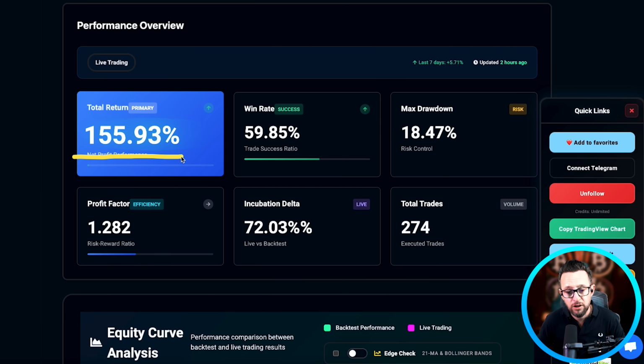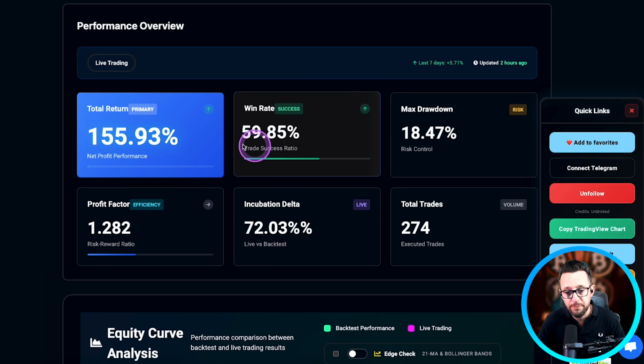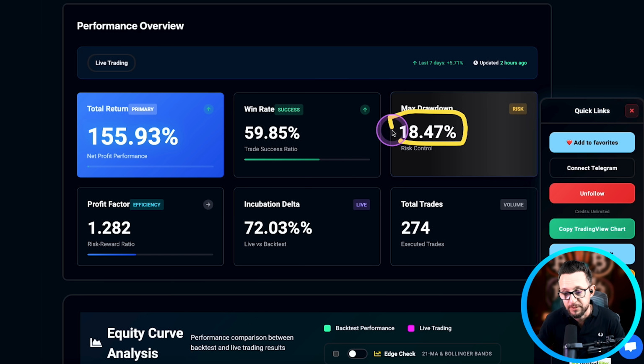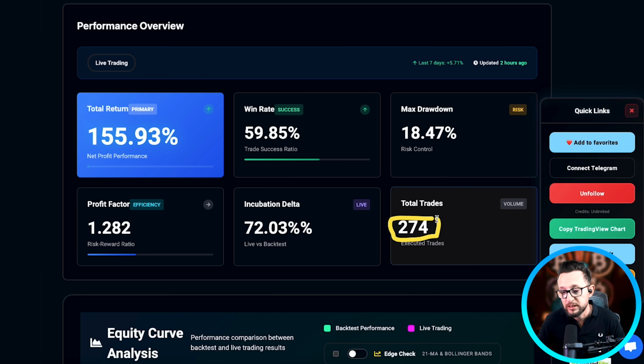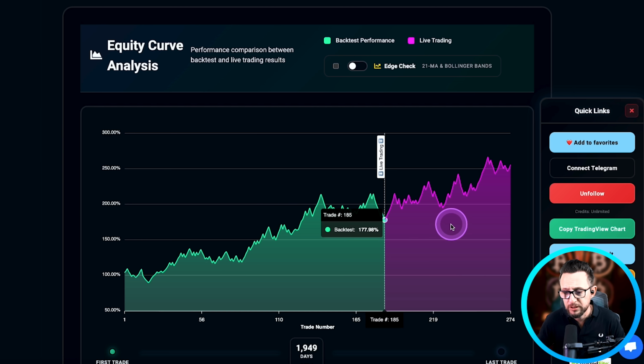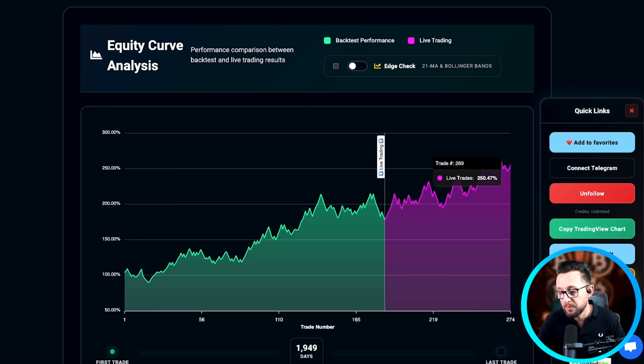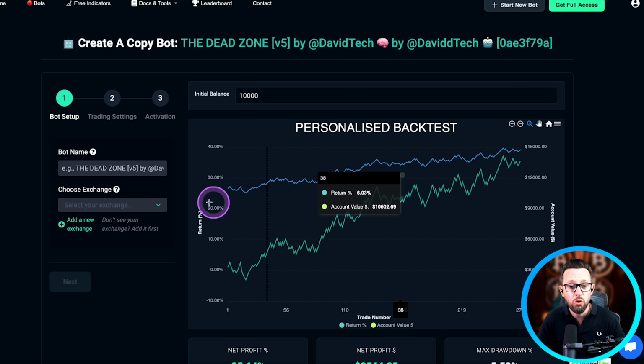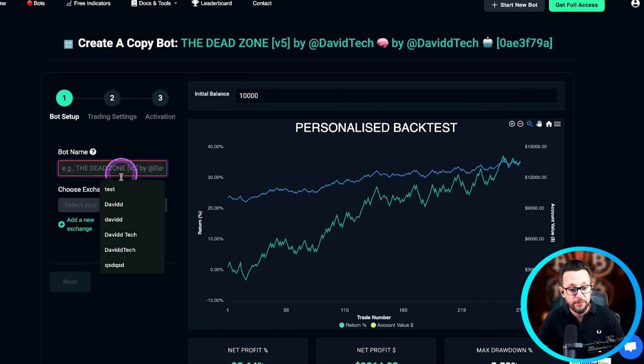Now this has returned a lot less at 115%, but has a 60% win rate as well and a max drawdown of only 18%. It took 247 closed trades, and as you can see, the backtesting and forward testing results look great. Now you can convert this into a bot very easily by clicking on copy bot here, and this will automatically take all of the trades for you.